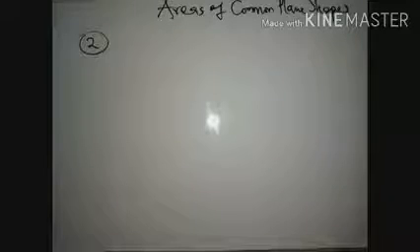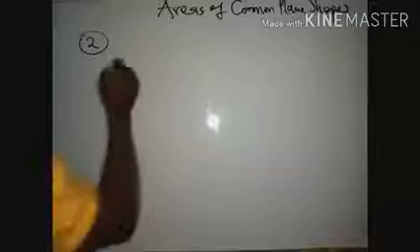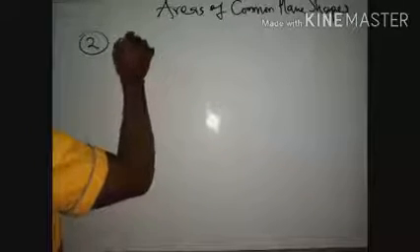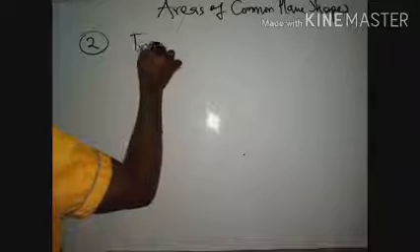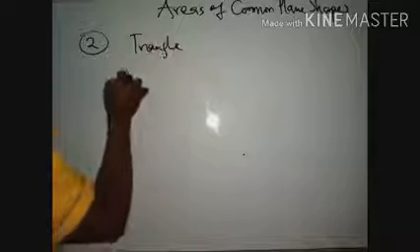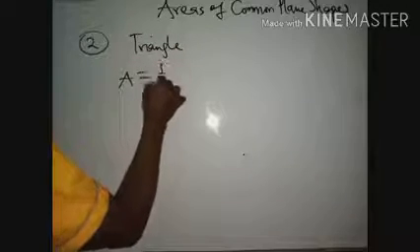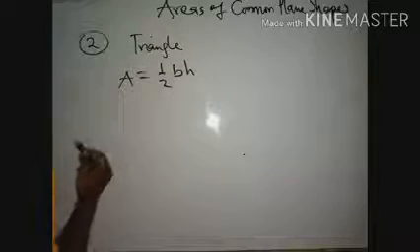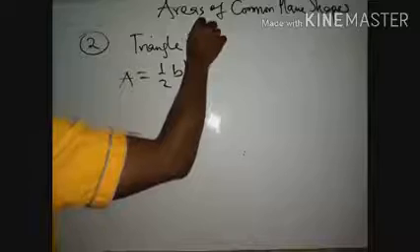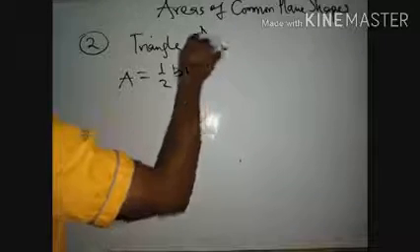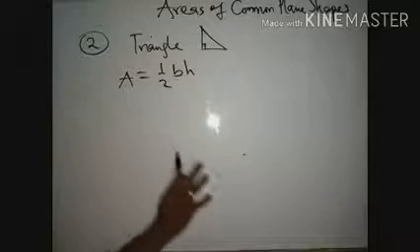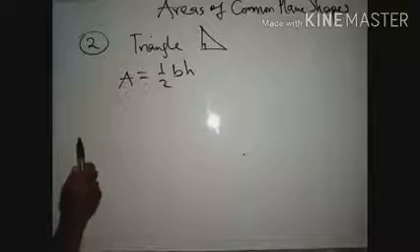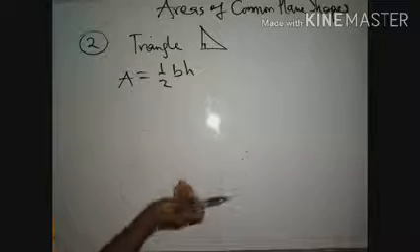Number 2, to find the area of a triangle. The area of a triangle is half base times height. The kind of triangle I'm talking about here is a right angle triangle. That is the one you need for your level. The right angle triangle. Use half base times height.